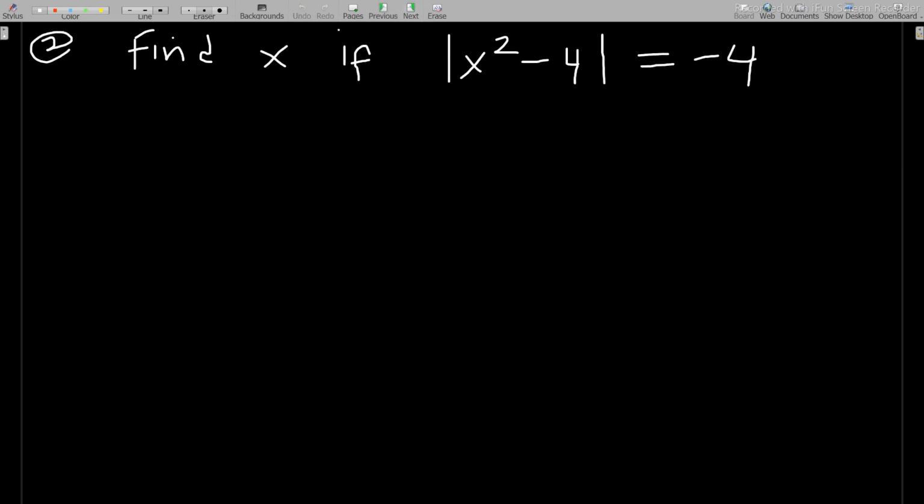Now let's go to the next one. Find x if the absolute value of x squared minus 4 is equal to negative 4. Now you don't need to think about this, because the equation is, the absolute value is what? Equal to a negative value. So with this, from our previous discussion, we said that when the absolute value is equal to a negative value, what you do is you actually say that it has no solution. No solution to this.